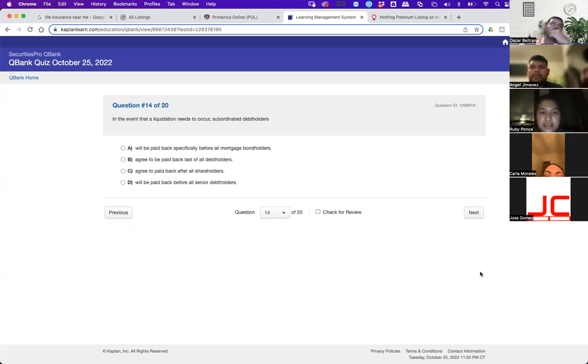In the event that a liquidation needs to occur, subordinate debt holders. A doesn't sound right. And then B sounds okay. And C agrees to be paid back after all shareholders. That sounds wrong, right? And then D will be paid back before all senior debt holders. That's wrong, right? So you guys think it's B?